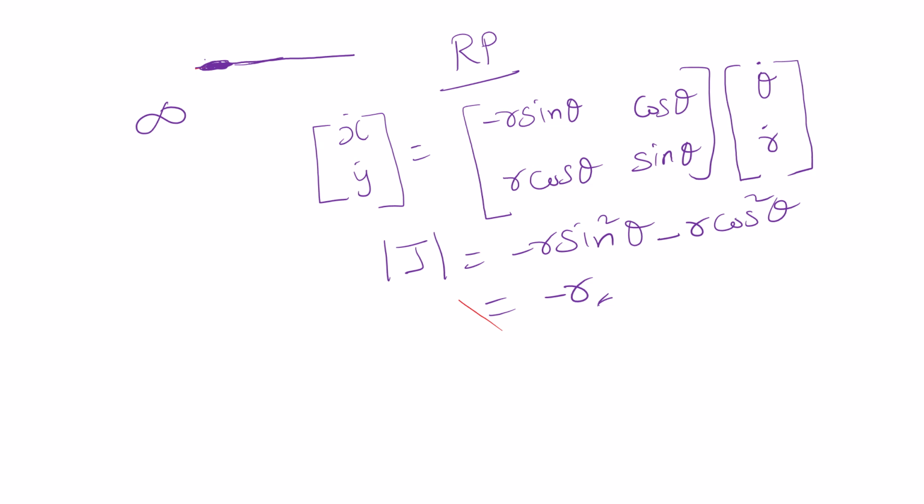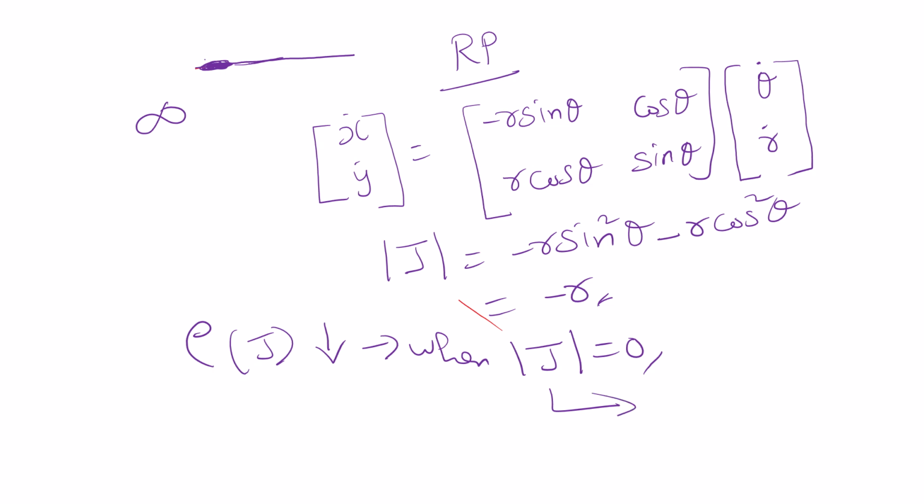So when will the rank of the Jacobian decrease? When the determinant becomes 0. So when does the determinant become 0? I'll just write it here: rank of Jacobian decreases when determinant of J is equal to 0. In this case, the determinant of J will become 0 when r is equal to 0.